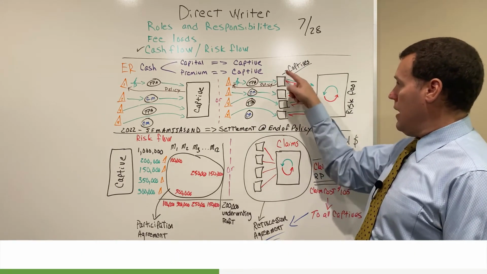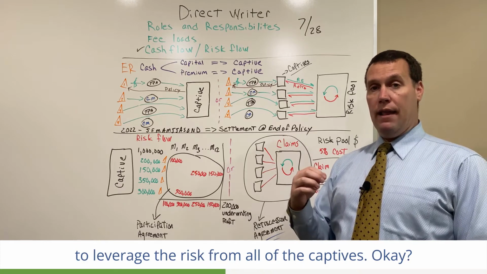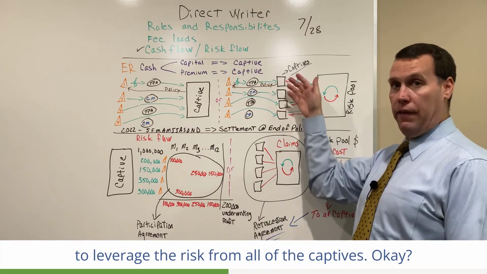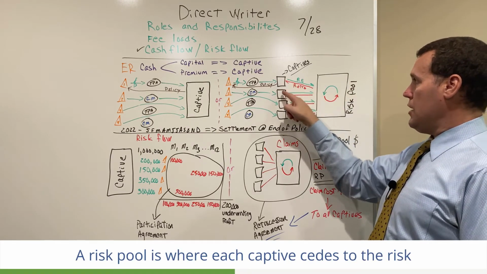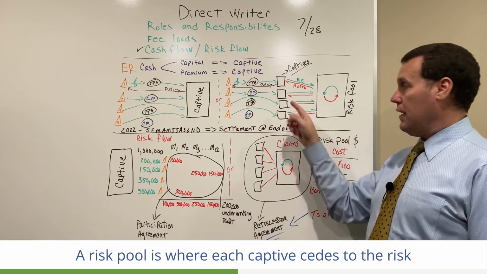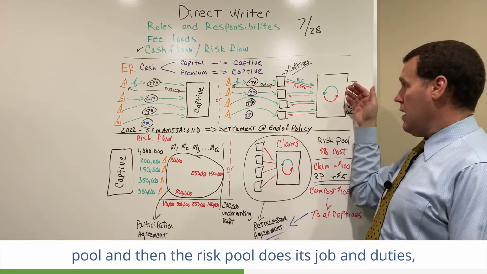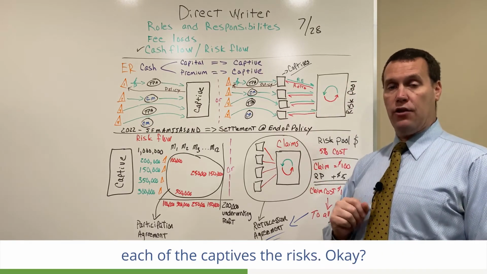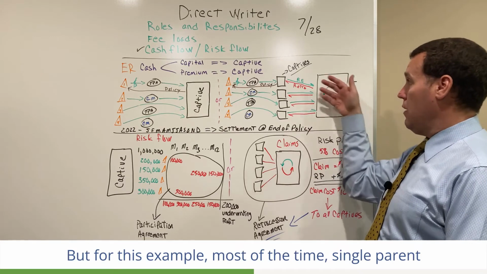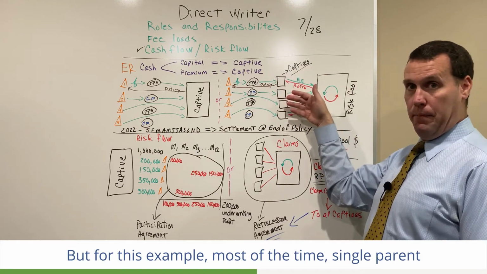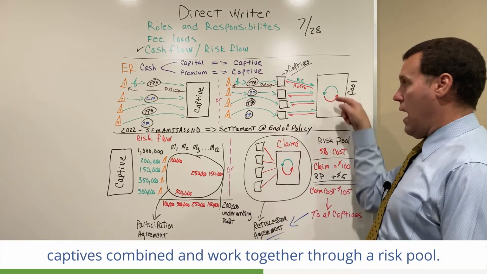Okay? In this arrangement, there is a pooling that generally happens to leverage the risk from all of the captives. A risk pool is where each captive cedes to the risk pool, and then the risk pool does its job and duties, and then will allocate back to each of the captives the risks. Now we'll talk about that down here, but for this example, most of the time, single parent captives combine and work together through a risk pool.